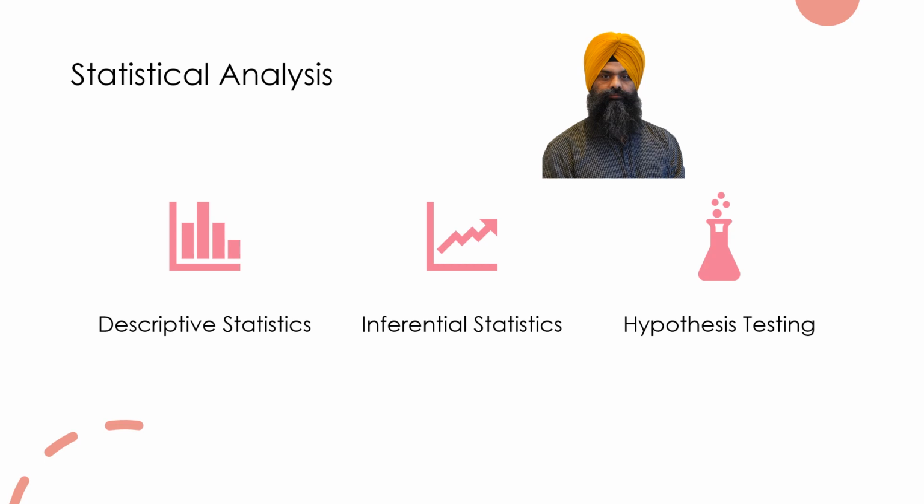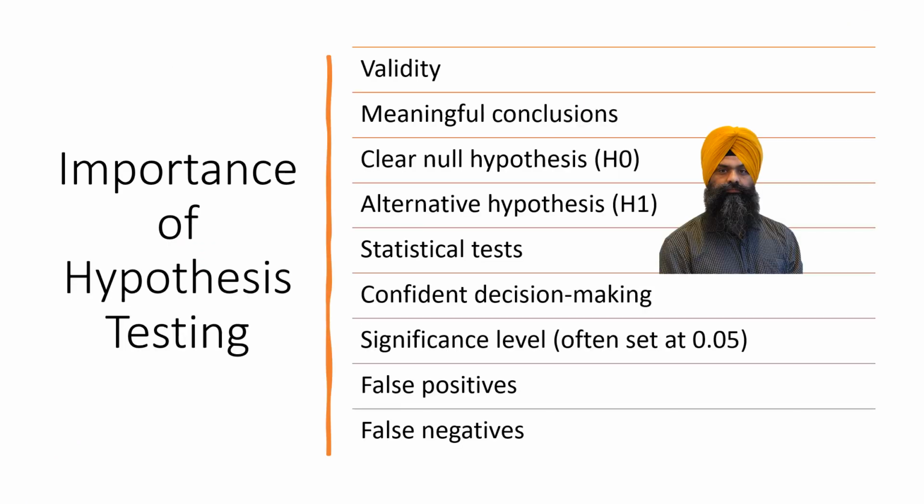Inferential statistics involves making inferences or predictions about a population based on a sample of data. This is particularly important when it is not feasible to study an entire population and researchers need to draw conclusions from representative samples. Hypothesis testing is a fundamental aspect of statistical analysis. Researchers formulate hypotheses about the relationship between variables, and statistical tests are used to determine if there is enough evidence to reject or fail to reject a null hypothesis.